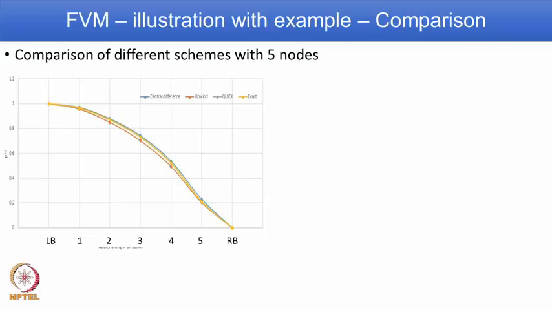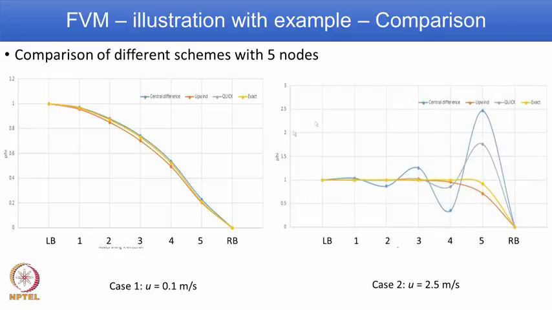Now, in this slide I am going to make a comparison of all the schemes. First one is the comparison for the flow condition u equal to 0.1 meters per second. This flow is at very low velocity, hence the scheme is not much influenced. Even if you use 5 node points, you see here the performance by all the schemes almost matches with the exact solution and there is not much difference. Now, if I increase the velocity from 0.1 meters per second to 2.5 meters per second, you can see the comparison for the same 5 nodes.